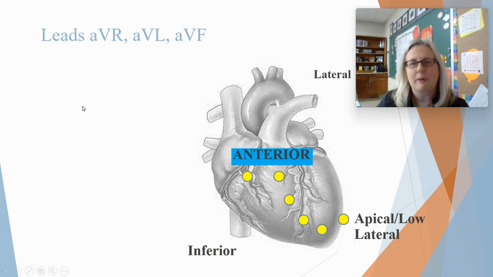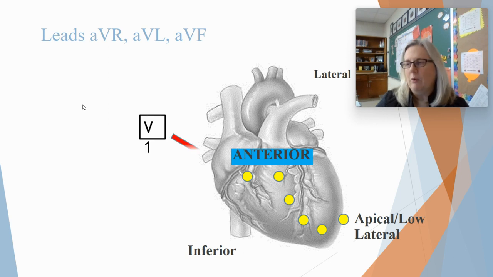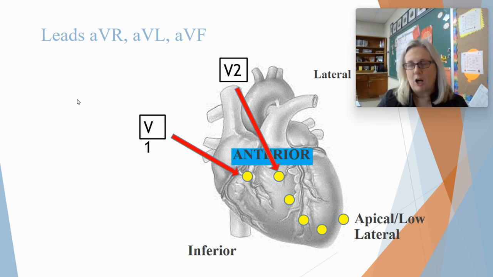All right, so let's start talking about the V1 through 6. They are placed literally right on the chest, and you guys are doing that for homework this week. That should be fun. I can't wait to see your pictures. So V1 is placed right there on the anterior region. Makes sense. Front of our heart, right? It's right there on the chest, right there at the front of our heart, anterior region. V1 and V2 are placed right there.